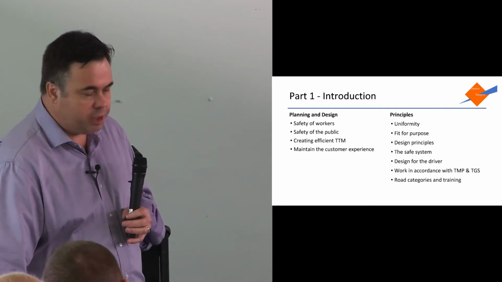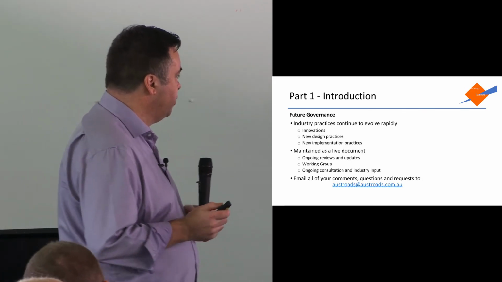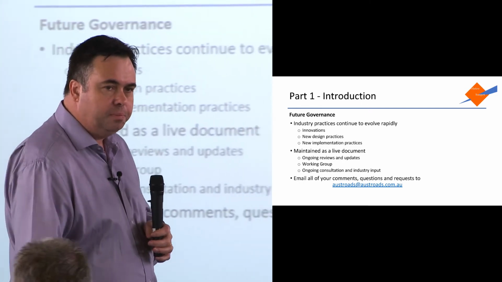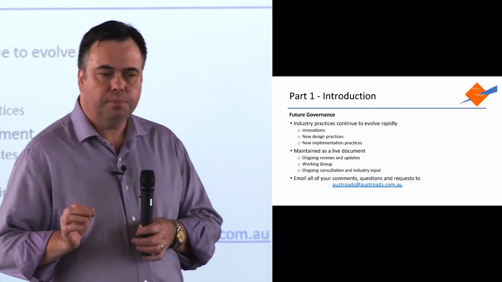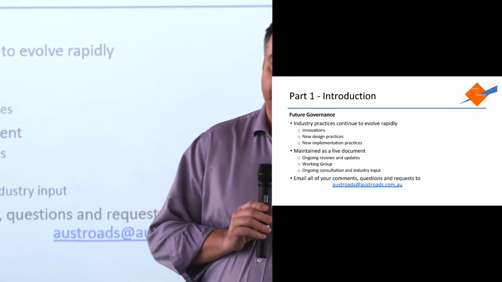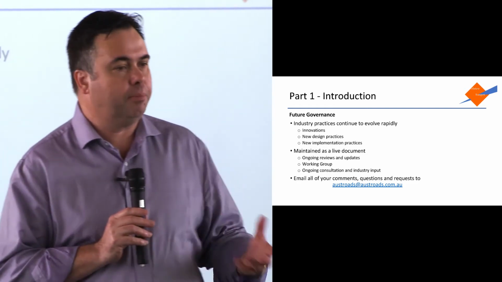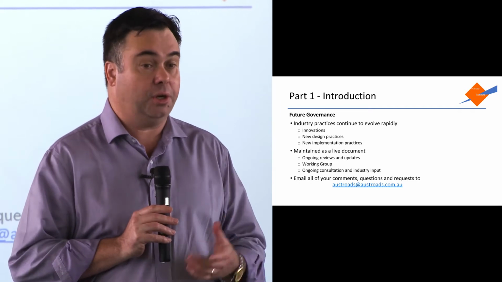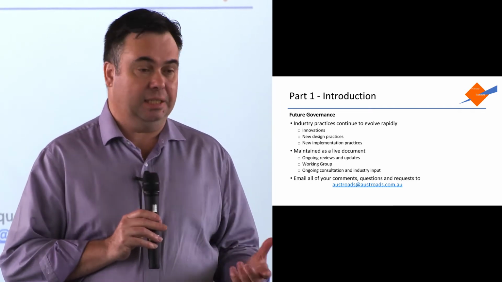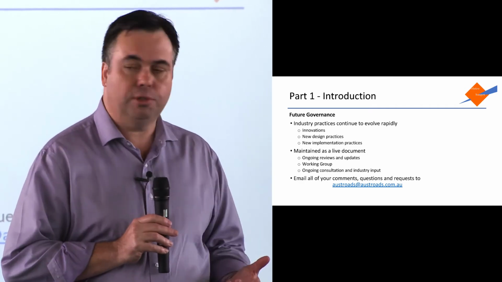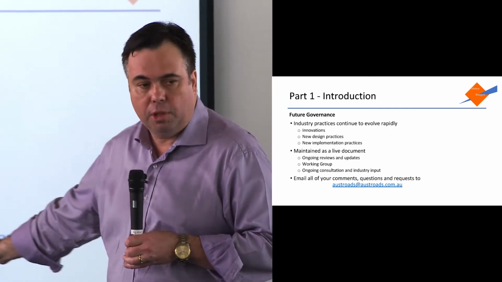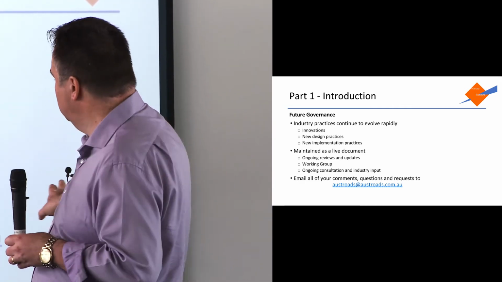So there's some of the key principles that you need to be aware of. Future governance of Austroads, I mentioned this before, this is not a static document. This document, frankly, I want you to open it up and tear it to pieces. I'm not precious about the fact that I project managed the publication of this or that I authored some parts. If you think it's crap, please tell us. If you think there's a far better way to do something, please tell us. There's an email address there at the bottom, austroads@austroads.com, that's not .au.